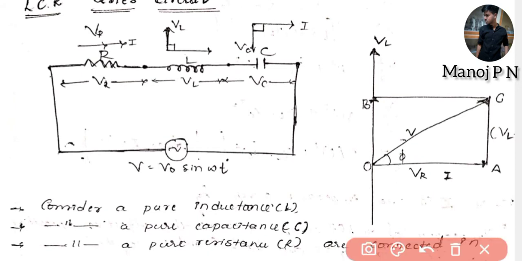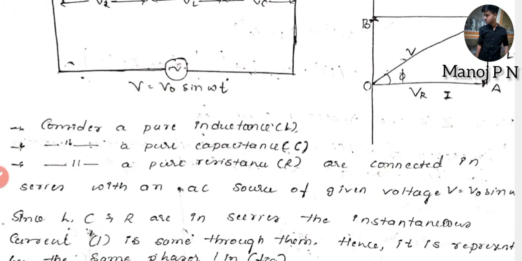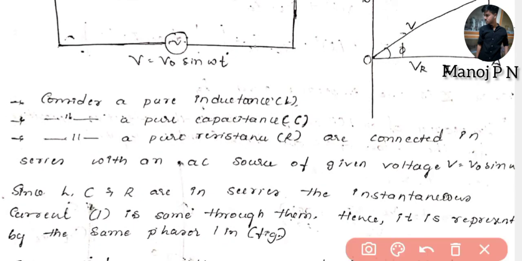So how to draw this diagram? Take a resistance, connect it, and take an inductance connected in series with that, and then take a capacitance and connect all these three components in series, and connect both the terminals of this combination to an AC source. This is what the diagram is, and now let's start the description.